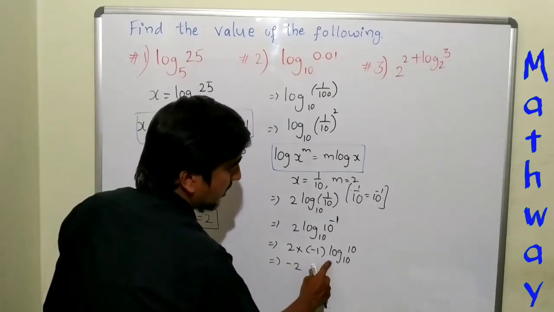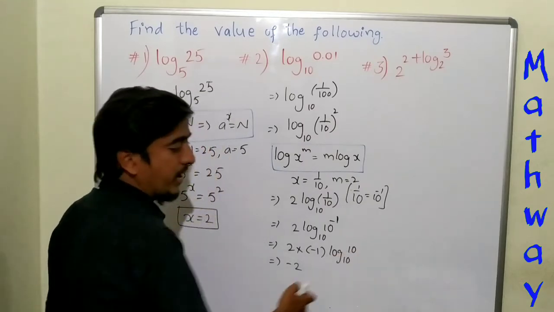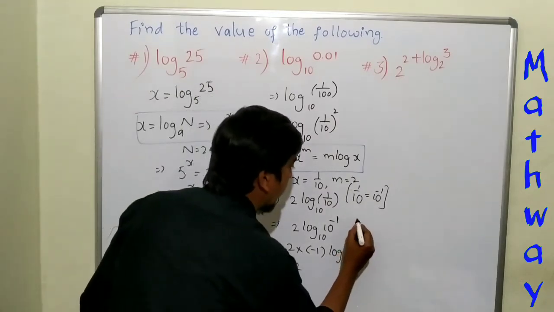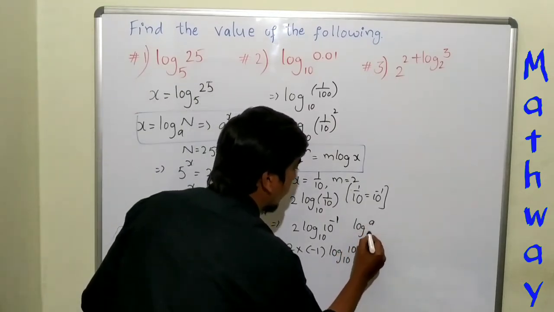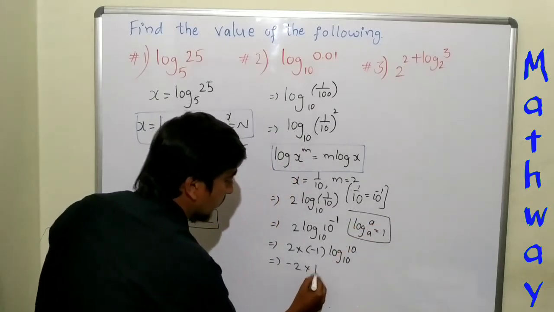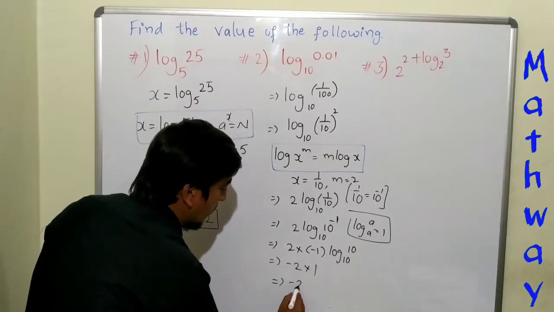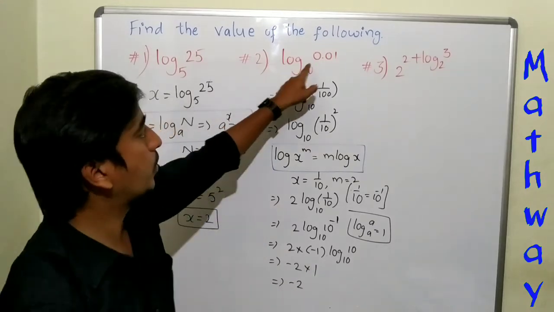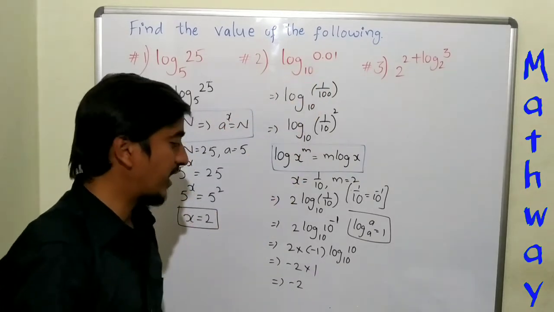And also here we can see one formula, log a base a. What is the formula? Log a base a, that is 1. So this value is 1. Minus 2 into 1 is minus 2. So the value of log 0.01 base 10 is minus 2.